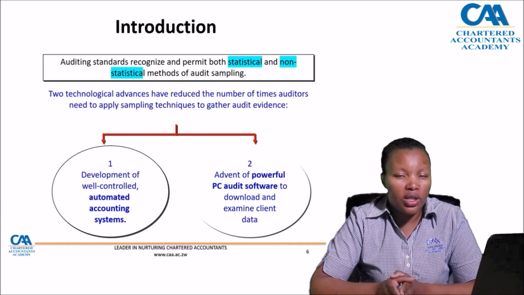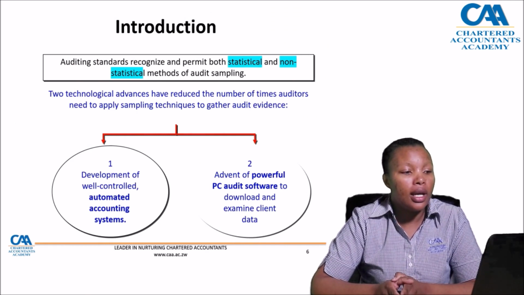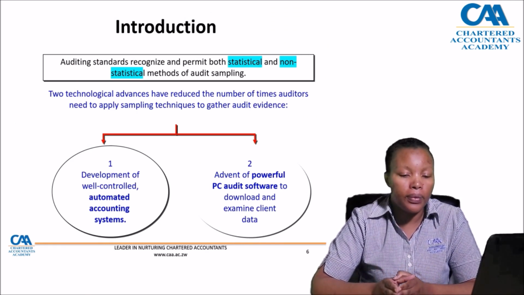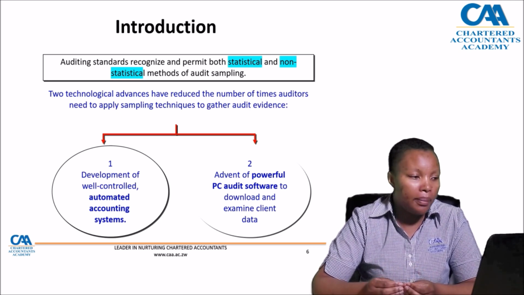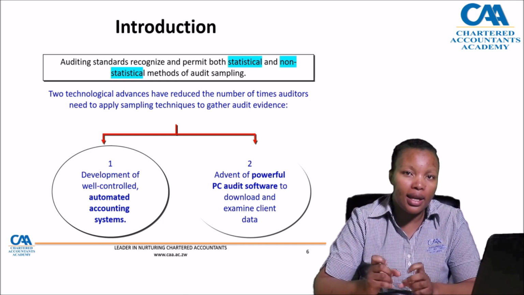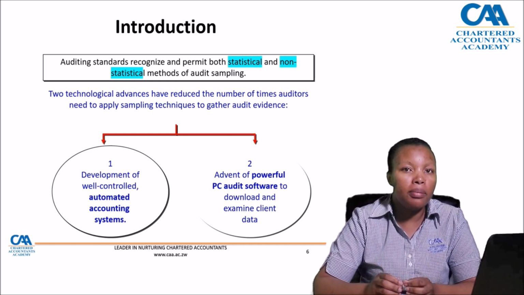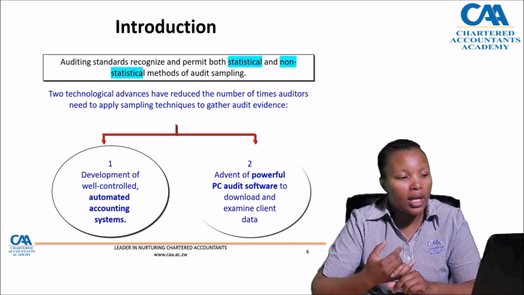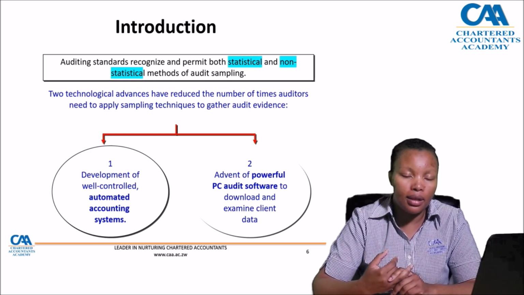Let's get into the introduction now. Our introduction is telling us that there's need for sampling, and in that need for sampling, the auditing standards, as governed by ISA 530, permit 2 types of sampling. That is the non-statistical sampling as well as the statistical sampling method.